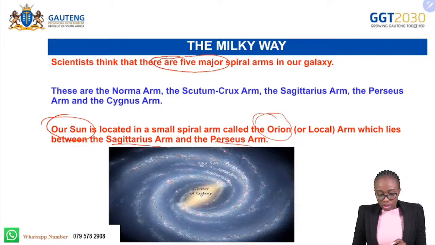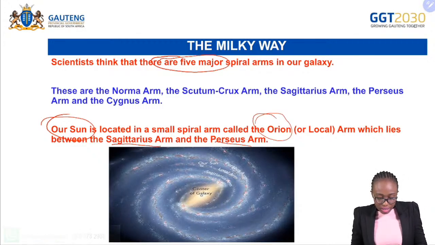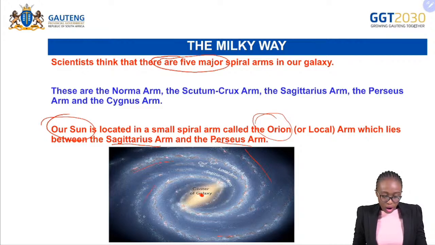So there we go. I'm going to show you this picture. This is the center of our Milky Way galaxy, and these are the different spiral arms. Our Orion arm, or the local arm, is this one. And this is our sun. Our solar system is thought to be found between the Perseus arm and the Sagittarius arm. And this distance from here to there is 25,000 light years.